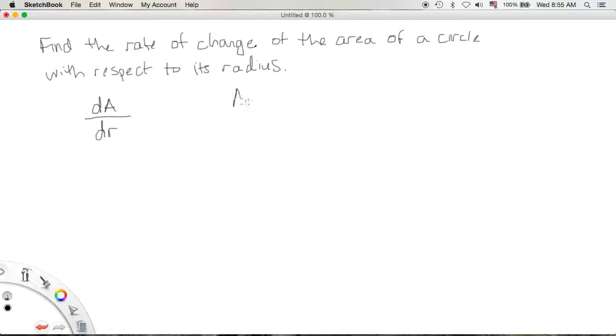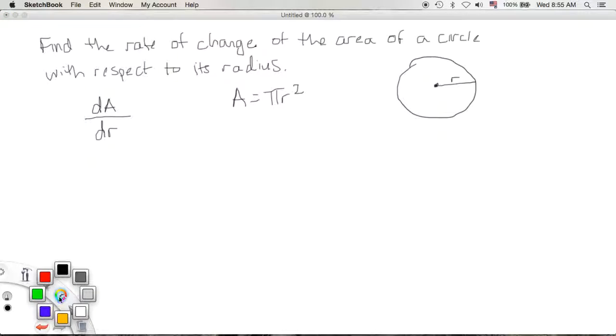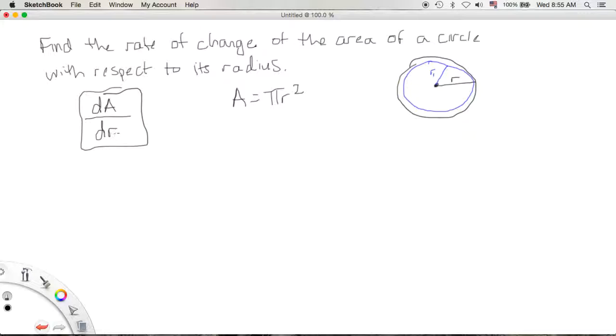So we know that the area of a circle is pi r squared. And what we want to know is if we have this circle, how is this area changing as the radius changes? So when the radius changes a little bit, then we get this new area. And how does that look in an equation? Well, this is what we're looking for. We turned our sentence into a differential.